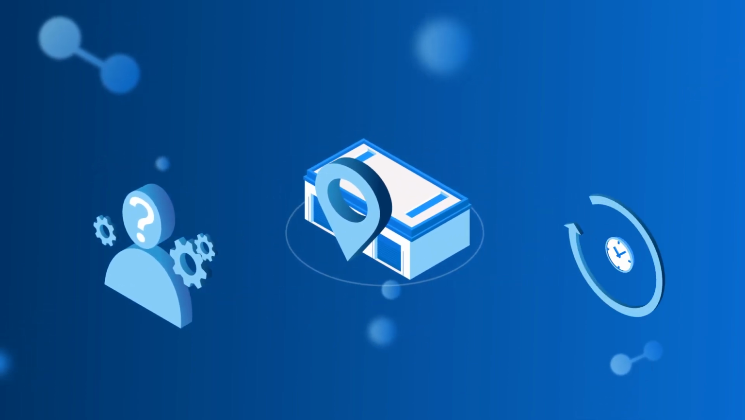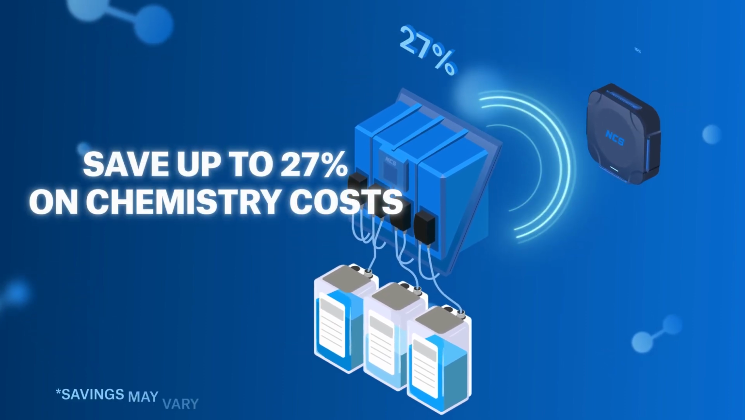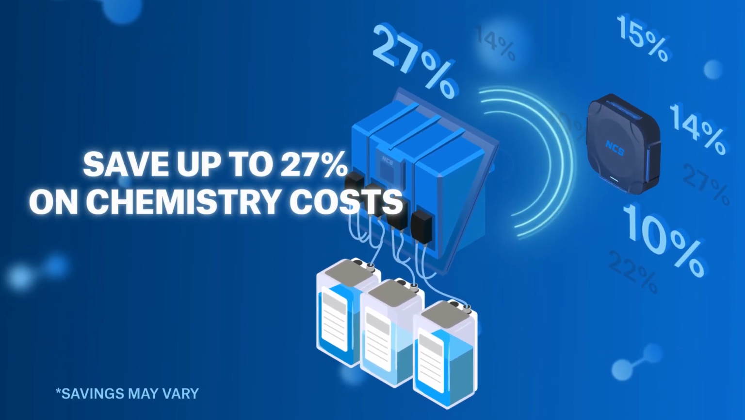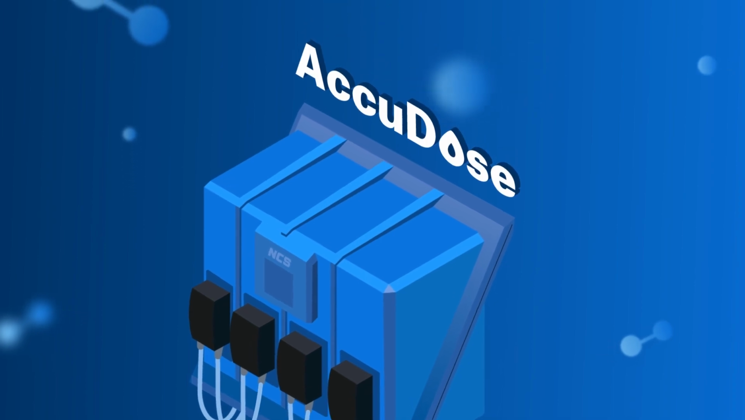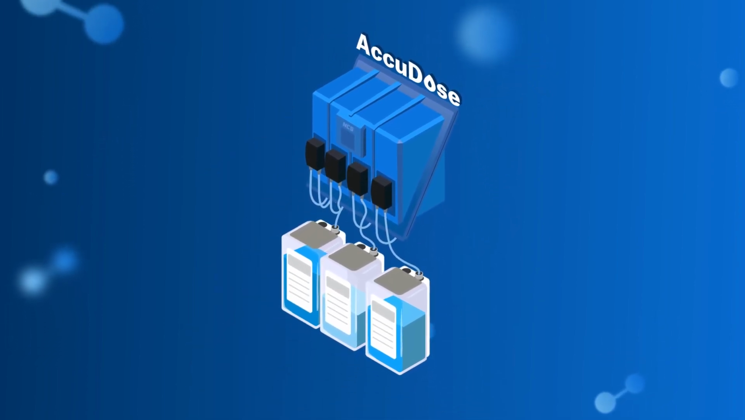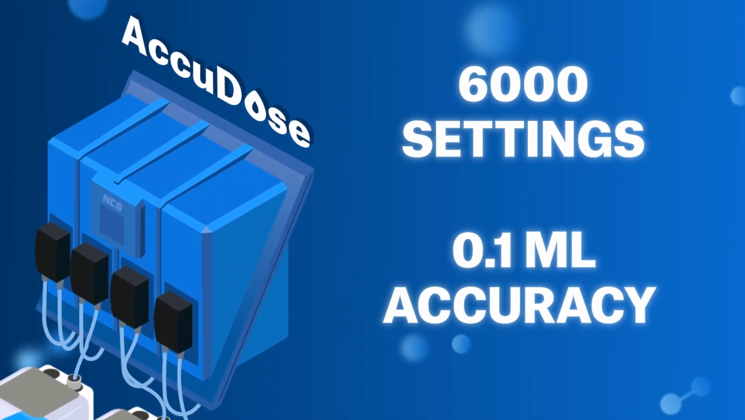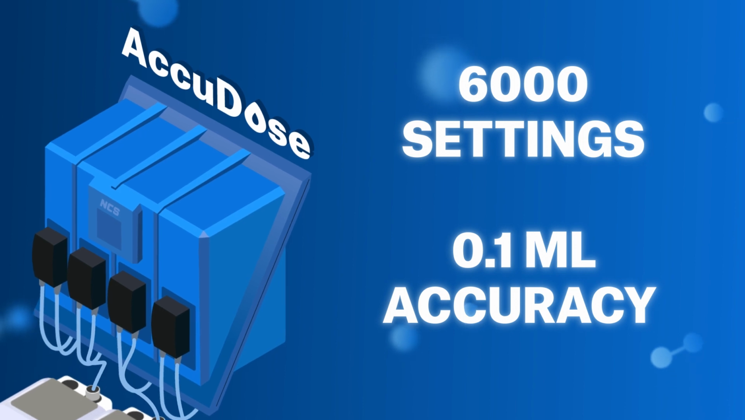Say goodbye to guesswork, on-site visits, and hours of work to change dosage. Say hello to remote control, convenience, consistency, and cost savings. Gain unparalleled control with AccuDose, the industry's most accurate dosing technology. With up to 6,000 customizable settings, you can achieve perfect accuracy and consistency every time.